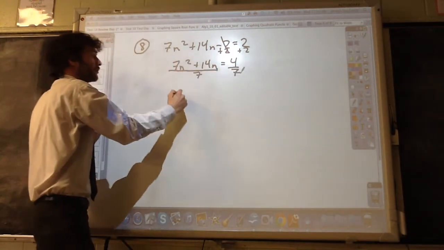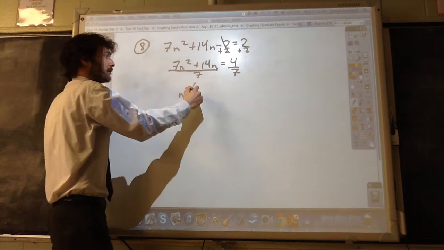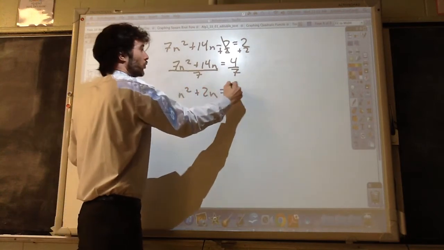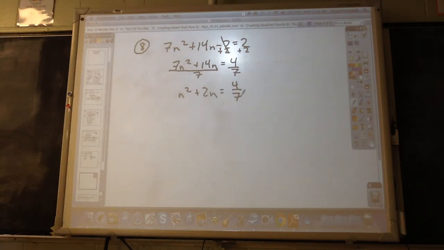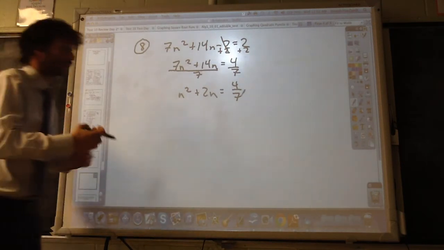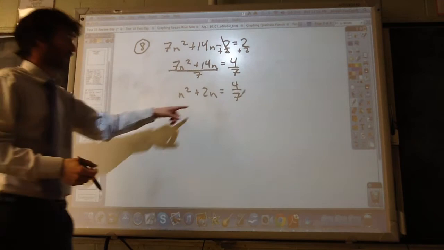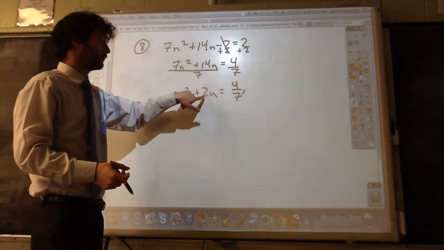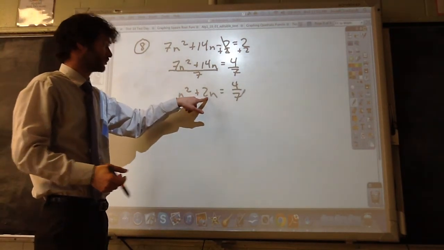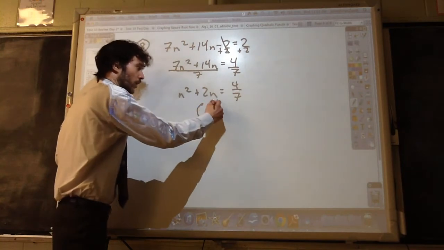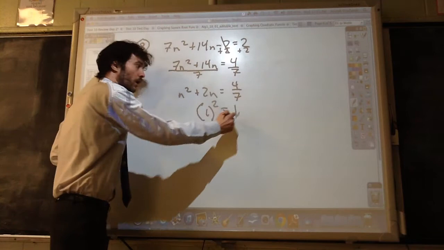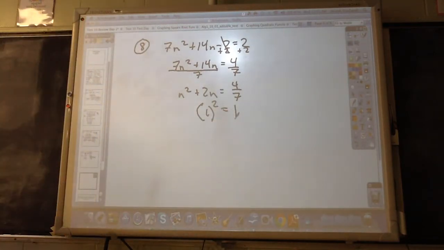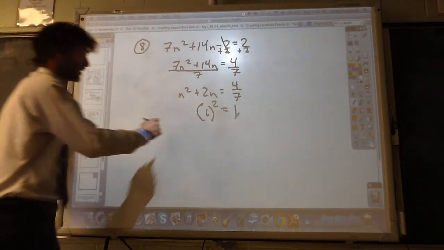Okay, 7n squared divided by 7 is just n squared. 14n divided by 7 is 2n. And 4 over 7, unfortunately, is just 4 over 7. Nothing really I can do with that. So now I do that process where I find the number that completes the square. I take half of the coefficient of the linear variable, so that would be this 2, and I square it. So half of 2 is 1. 1 squared gives me 1. 1 is the number that completes the square on this problem. So that's what I need to add to both sides.